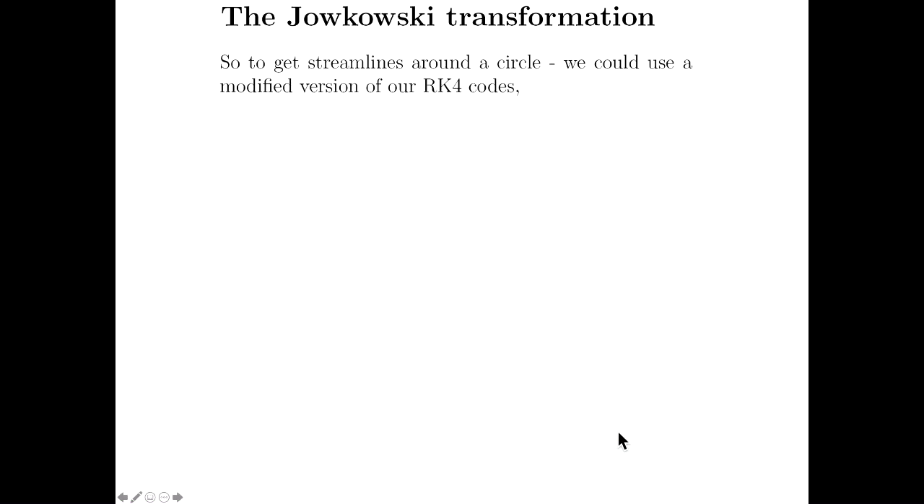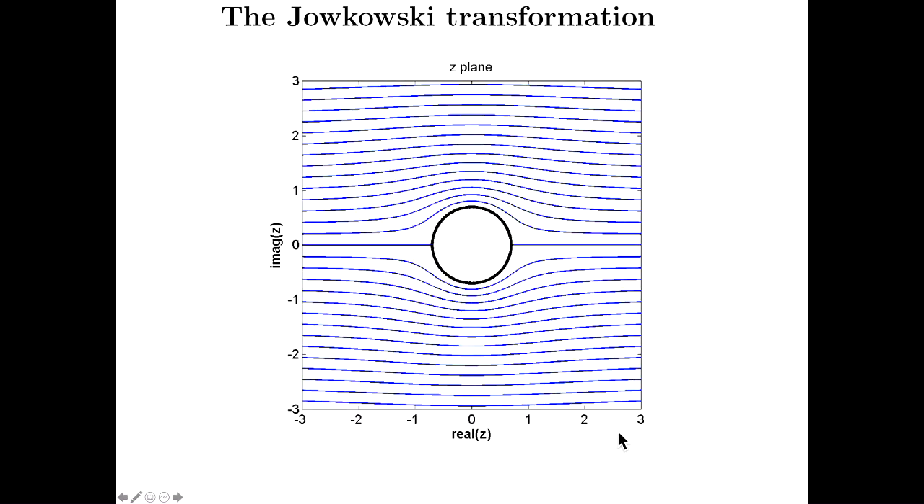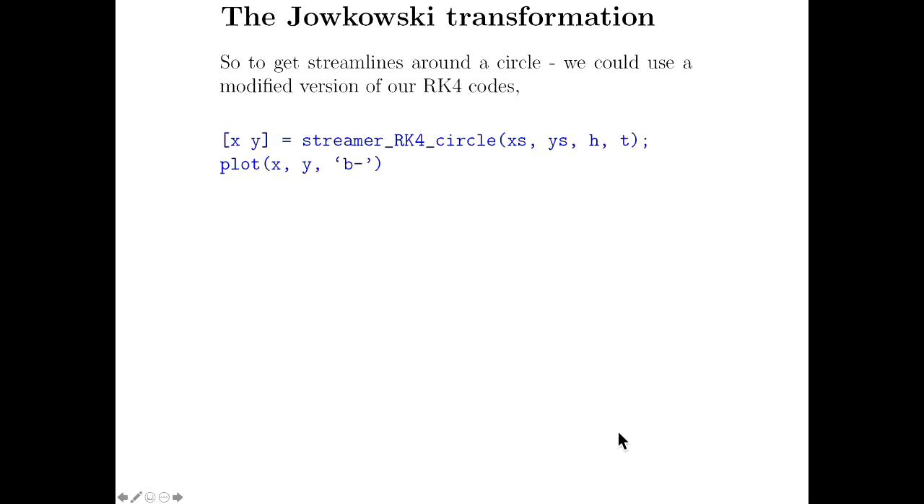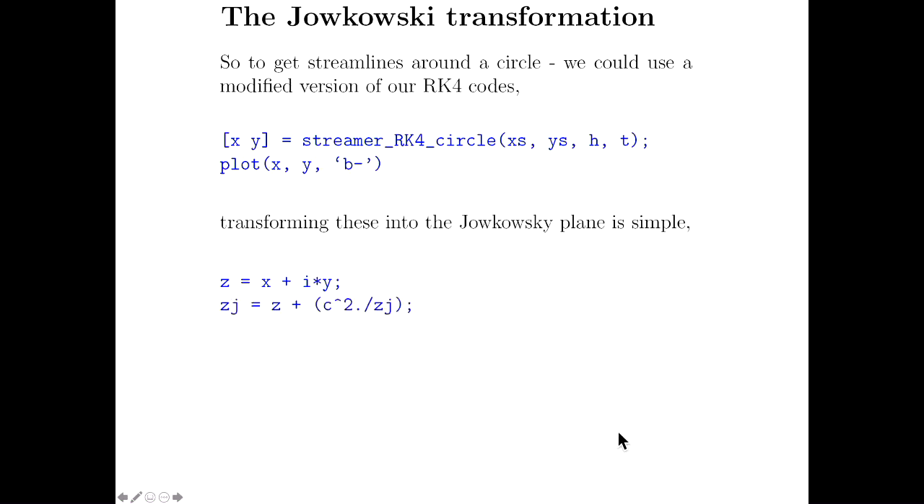So you all have, I guess, developed your RK4 codes, right? And all we have to do is start off with streamlines for a flow over a cylinder, which you can do very easily in MATLAB. To transform these streamlines into the Joukowski plane, all I have to do is say that Zj is equal to z plus c squared over z. Sorry, I think that should be z.